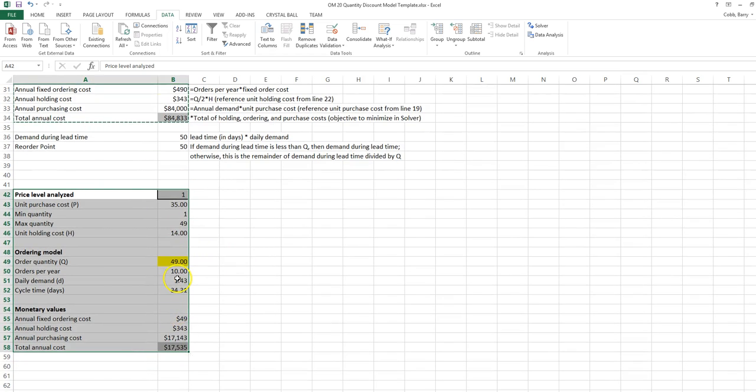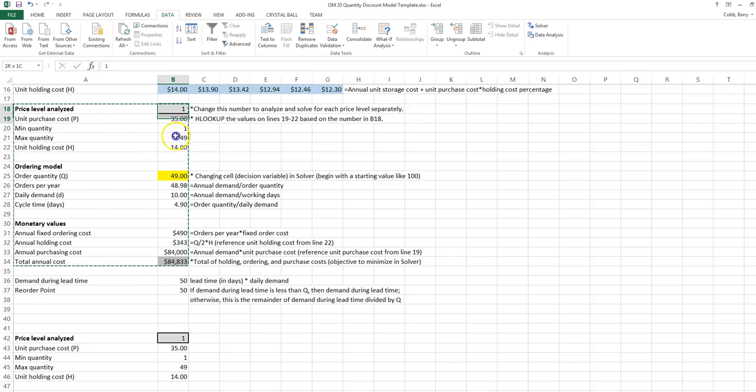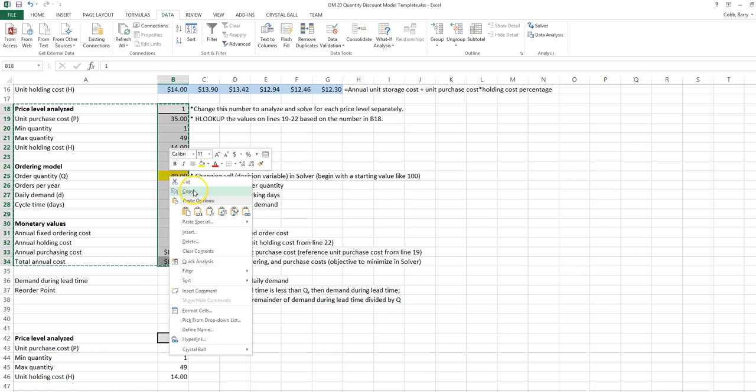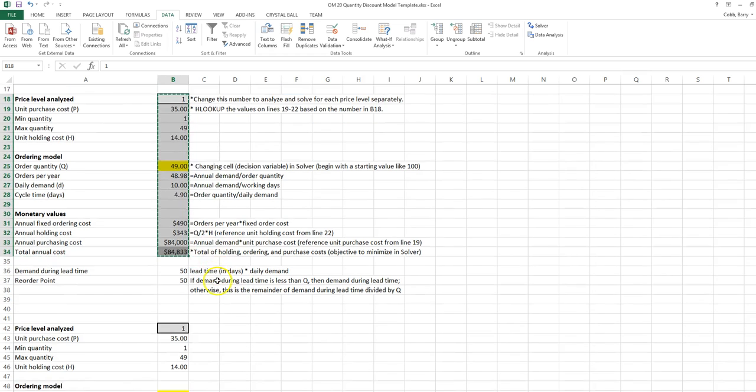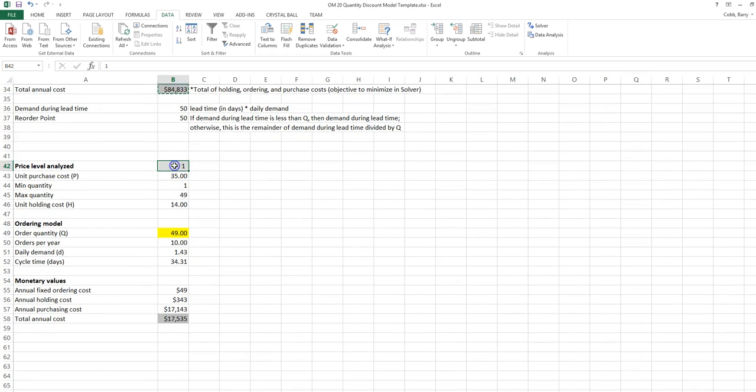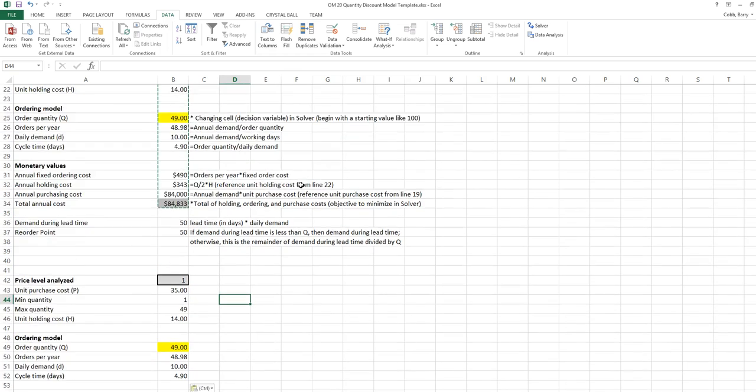Now, some of this information isn't correct because we need to copy the values, not the formula. So let me recopy the numbers and then down here paste the values, which is the clipboard with the 1, 2, 3. We've saved off the results of solving the model at the first price level, and now we'll examine the other price levels.